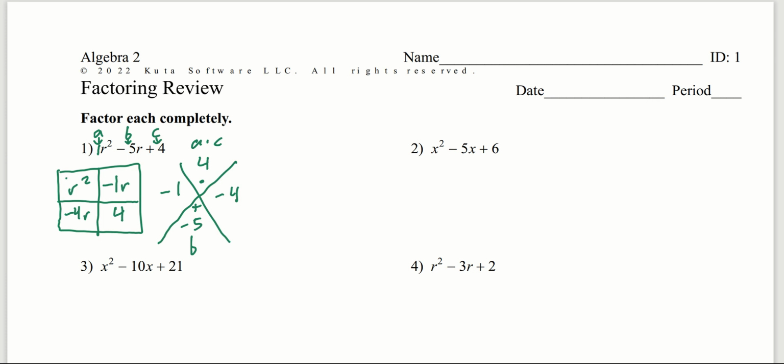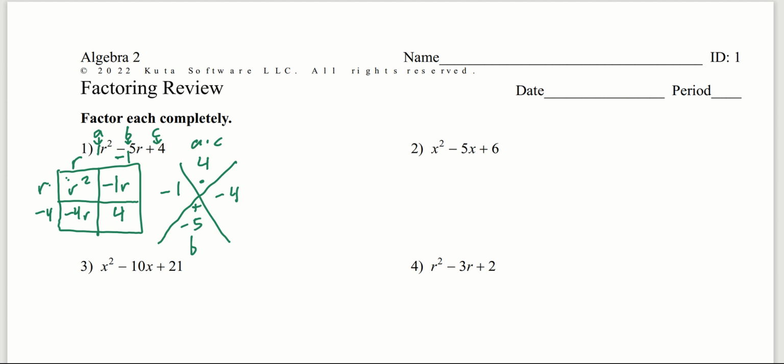For instance, if I have r squared in the top left box, the only way I could get that would be by multiplying r times r. So those have to go there. Then remember, these should be pretty easy now. r times the thing that goes above this column would be negative 1r, so that number has to be negative 1. By that same notion, r times what goes on this row would give me negative 4, so that value should be negative 4.